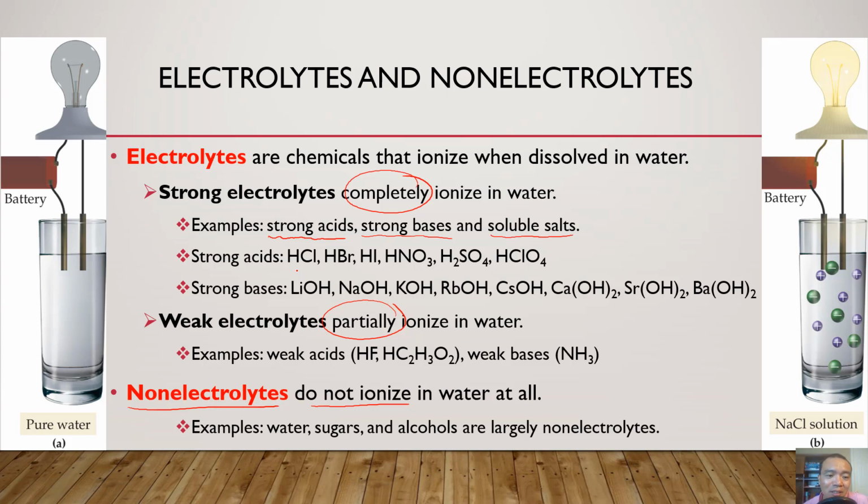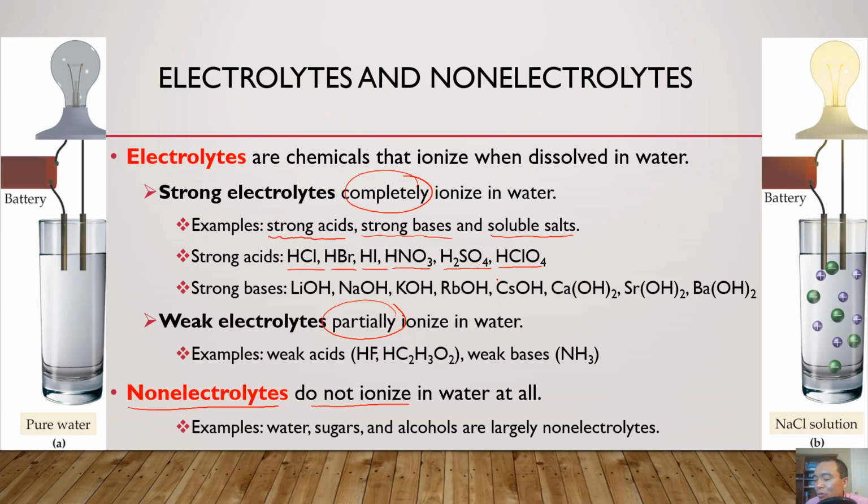You will have to memorize these 6. Okay. HCl, HBr, HI, HNO3, H2SO4, HClO4. Please memorize these 6 compounds. And all other acids, we simply assume they are weak acids, although as a matter of fact there are other strong acids. However, for intro chemistry, remember the 6 acids, and all other acids you simply assume them to be weak.